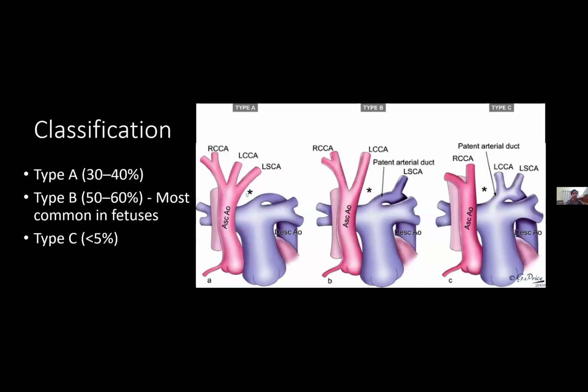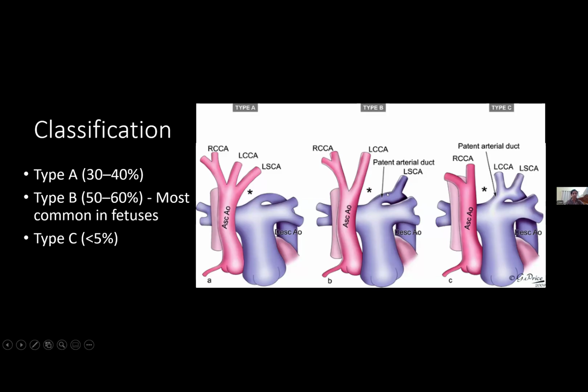To bring everything together, we'll conclude with the interrupted aortic arch, where there is a complete structural discontinuity between the ascending and the descending aorta. It is classified into three types by Celoria and Patton based on the location of the interruption in the aortic arch. In type A, the interruption occurs distal to the left subclavian artery.